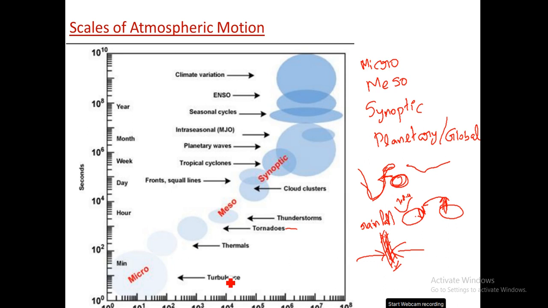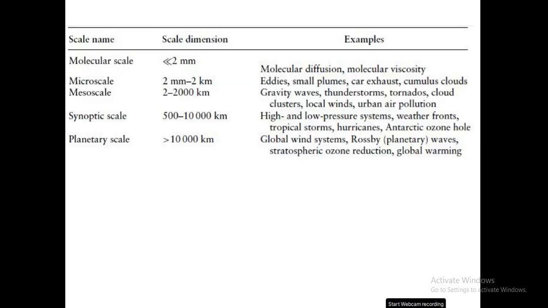Planetary or global scale means it will persist for several months to several years, and the length scale will be basically greater than 10,000 kilometer. Planetary scale is greater than 10,000 kilometer, with a time scale of several months to several years. So global warming is a planetary scale phenomenon. It is affecting the whole globe.